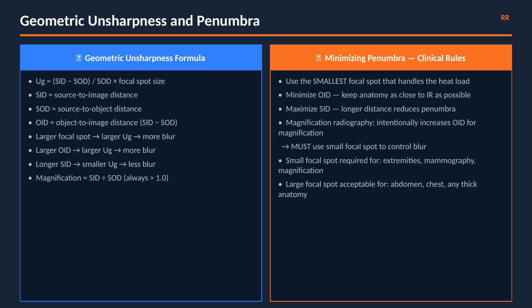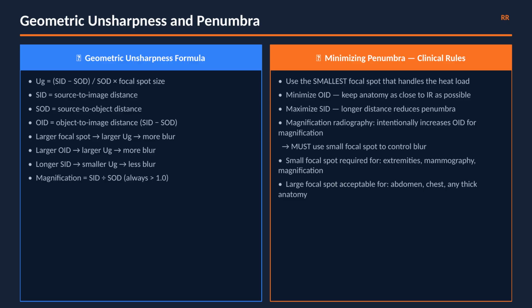Three factors control penumbra. Focal spot size: larger focal spot equals more penumbra equals more blur. Minimize by using the smallest focal spot that handles the heat load. OID: larger OID equals more penumbra. Minimize by keeping anatomy as close to the image receptor as possible. And SID: longer SID equals less penumbra. Use standard 40-inch or 72-inch SID.